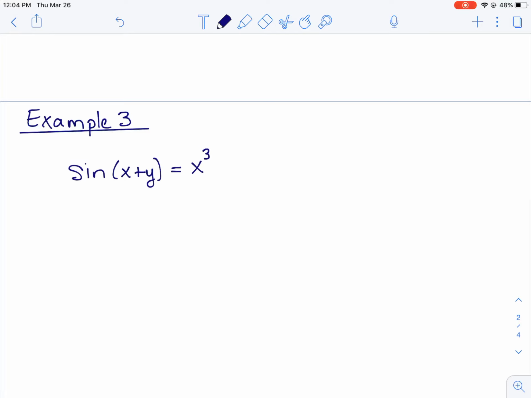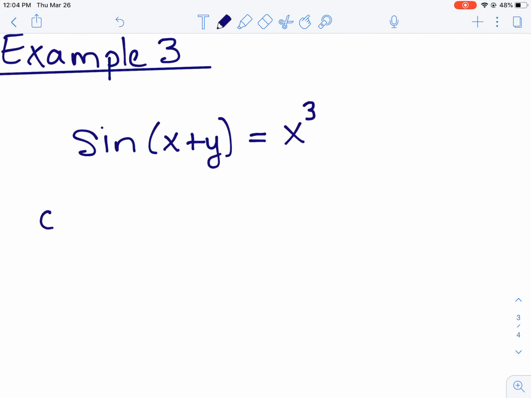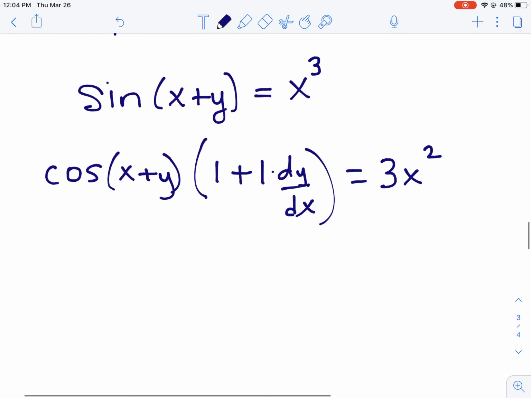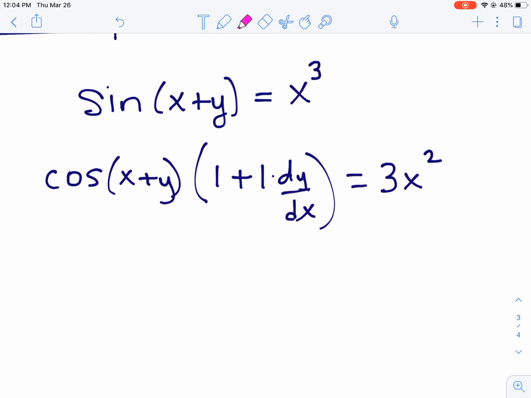We know the derivative of sine is cosine, so this is going to be the cosine of x plus y times, now we have to do the derivative of that inside, x plus y. Well, the derivative of x is just 1, and the derivative of y is 1 times dy dx. Equals, the derivative of x to the third is just 3x squared. All right, now because this dy dx is inside the parentheses, I'm going to have to distribute to get it out of the parentheses. So I'm going to distribute cosine times the 1 and then cosine times the dy dx.